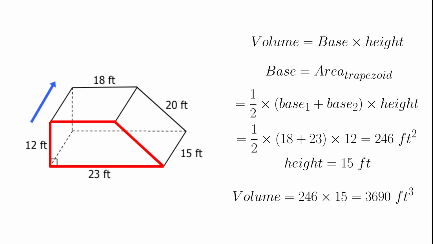Notice I used 18 feet as one of the bases of the trapezoid. This is because opposite sides of prisms have the same values. The figures are congruent on each side.